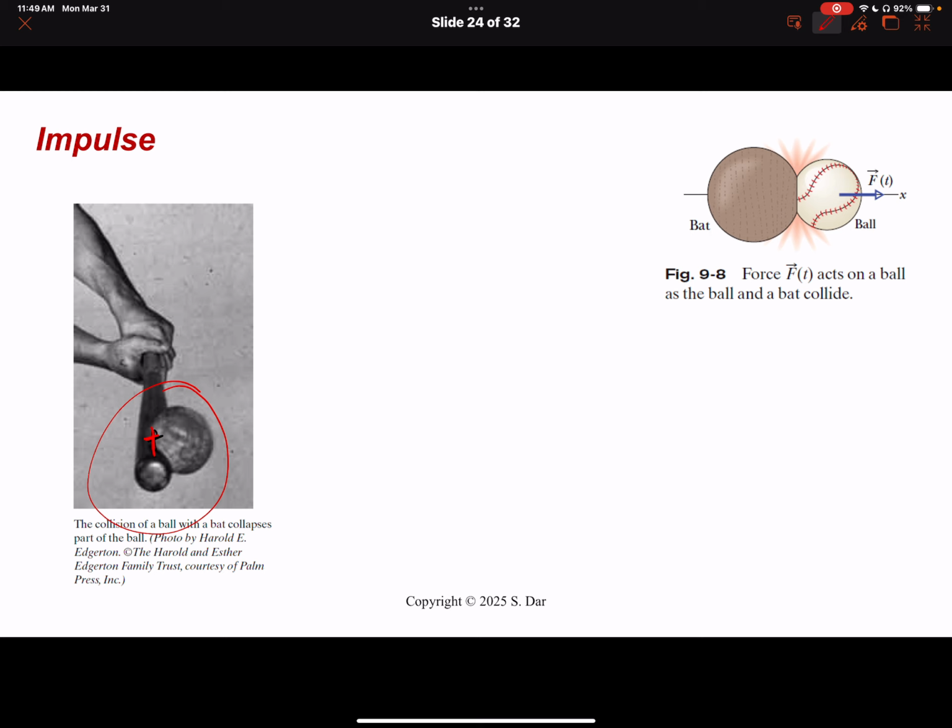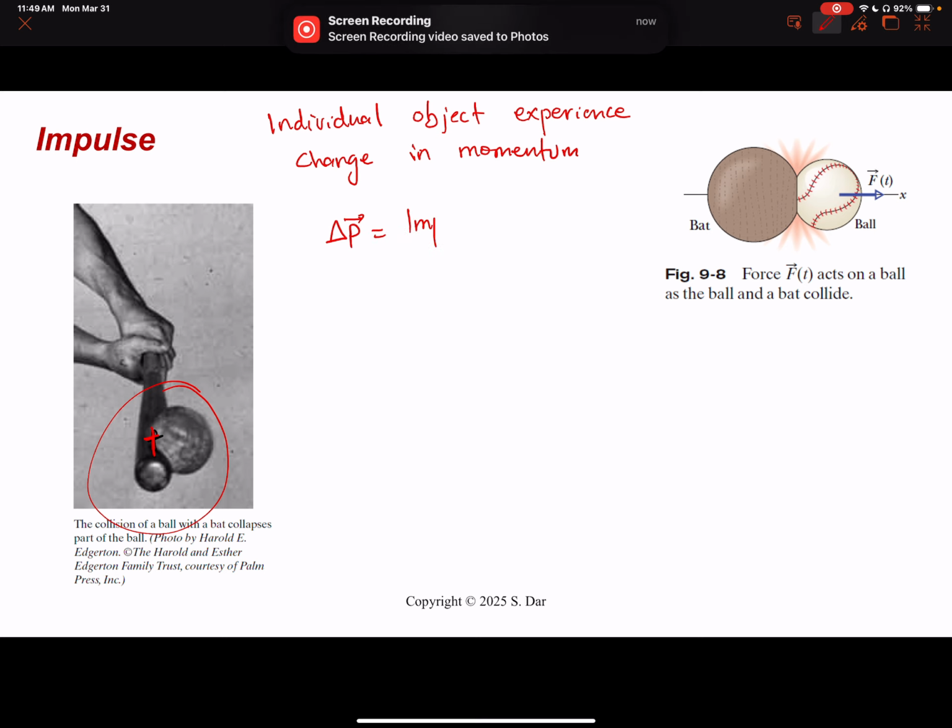So individual particles or individual objects experience change in momentum. That change in momentum is called impulse. The change in momentum of an individual particle is called impulse. It's usually written as J. Impulse is written as J.